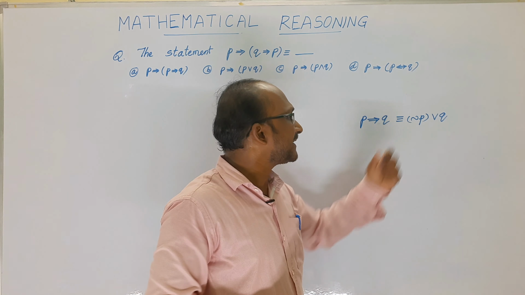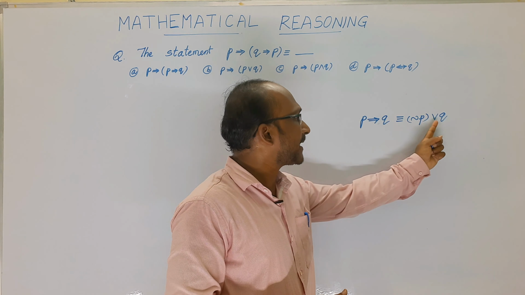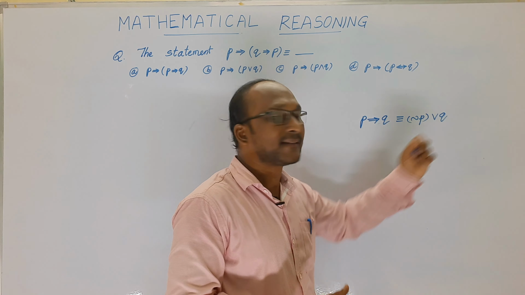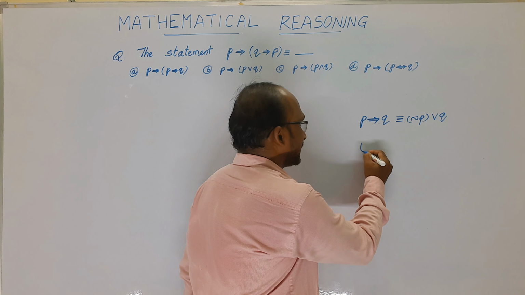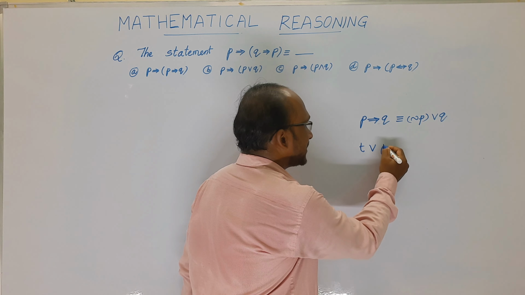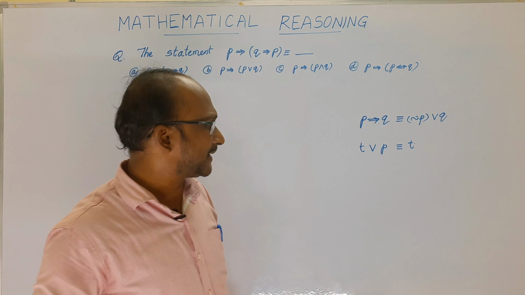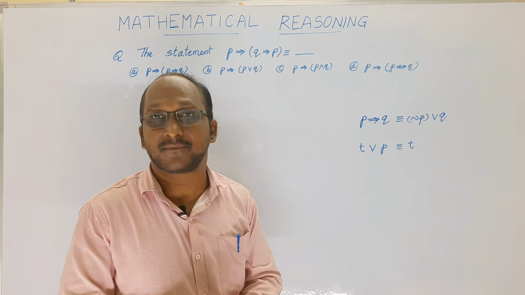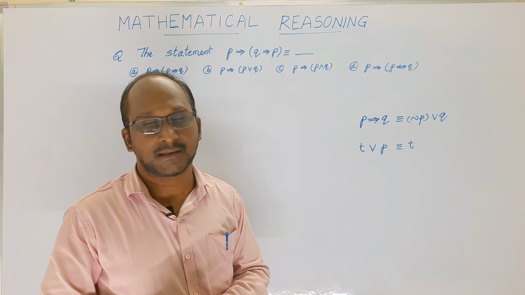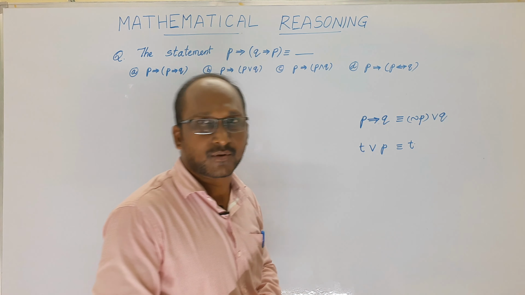So what are the changes we can observe? P became negation P, implies became or, and Q remains the same. And the next one is T or statement P is equivalent to T. What does it mean? What is this T? T is the statement which is always true. Now let us see how T or P is always true.